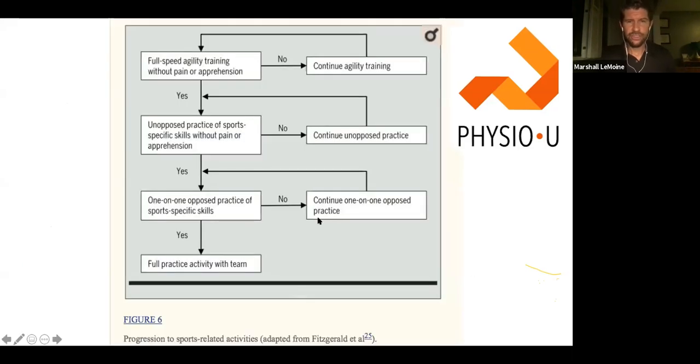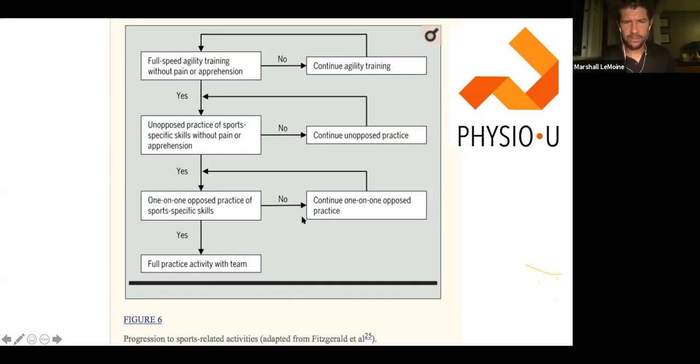Good. As you run through the testing, the algorithm says, hey, am I able to do full speed agility training without pain or apprehension, at 100%? If the answer is no, keep working on it. If the answer is yes, okay, now you can start doing your sports stuff. But again, no other player is doing it with you. You are unopposed, right? It's just you. If the answer is yes, I can do it, I've been practicing at 100%, great. Move on to one-on-one. If not, keep working on it.